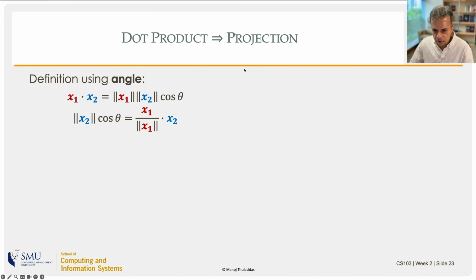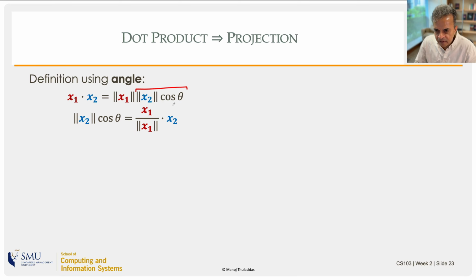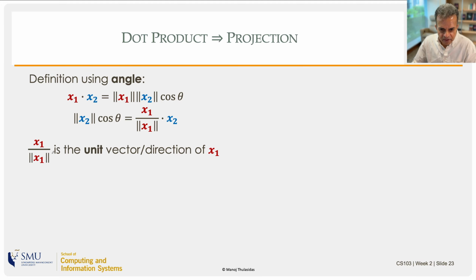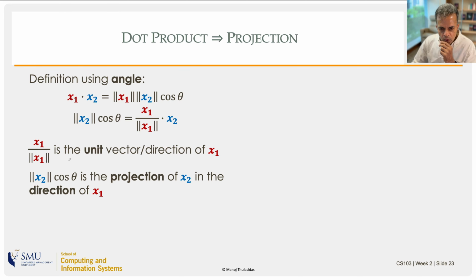Now, looking at this formula right here, you can see that the norm of x2 times cosine theta is x1 dot x2 divided by the norm of x1. And now what's x1 divided by norm of x1? That is a unit vector along the direction x1. And what's x2 cosine theta? If you think about the right angle triangle there, then that is the projection of x2 in the direction along the line defined by x1. So that is a projection.